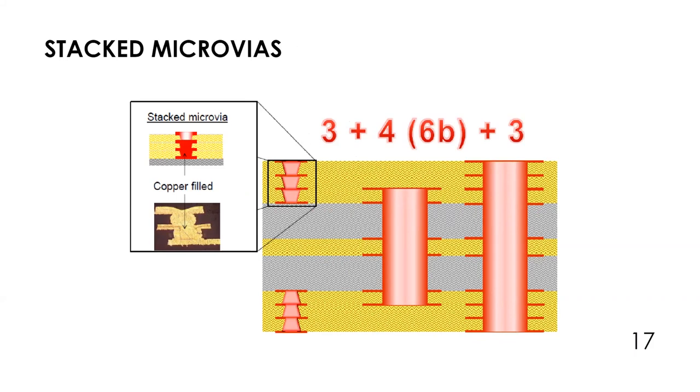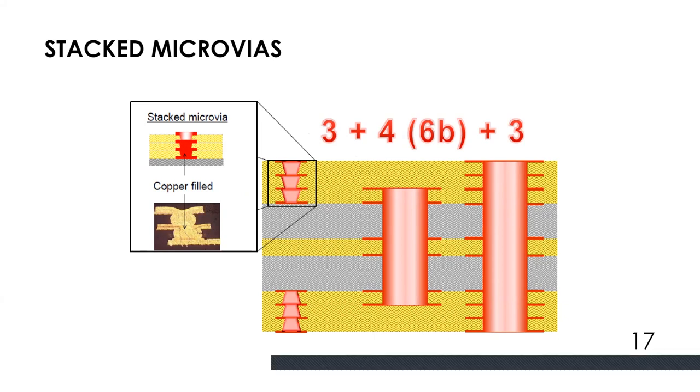This is stacked wire, one over the other, like 3 plus 4, 6B plus 3, same like a 10 layer board. So 6 buried, 4 internal layers, 3 microwires on top and 3 microwires on the bottom. So how many lamination cycles is this?